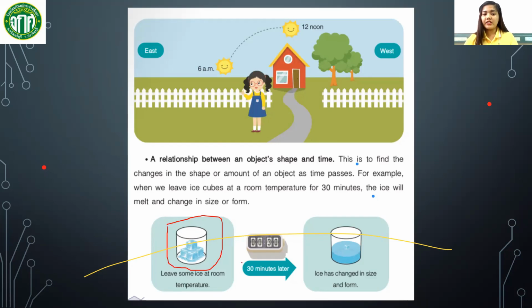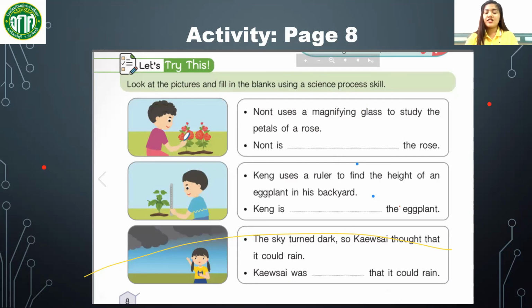We leave the ice at room temperature. So after 30 minutes, what happened to the ice? Anyone? Okay, so as a result, after 30 minutes, the ice turned into water. It melts, right? So the ice has changed in size and form. All right, so that ends the lesson for today.